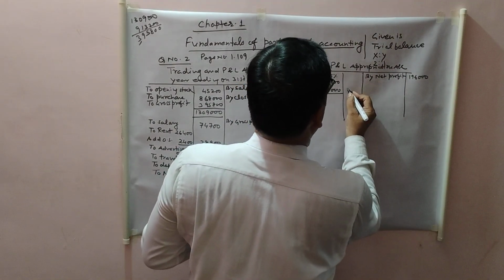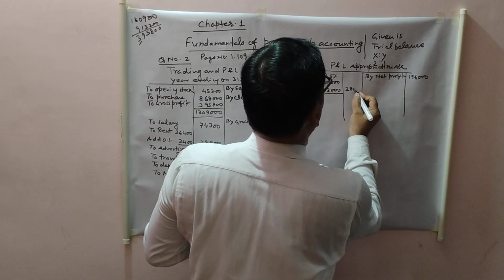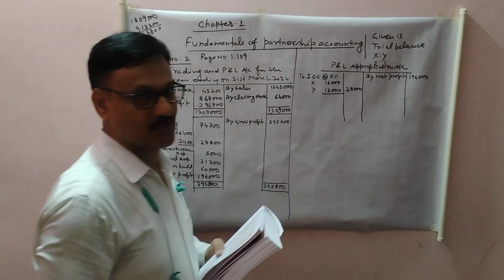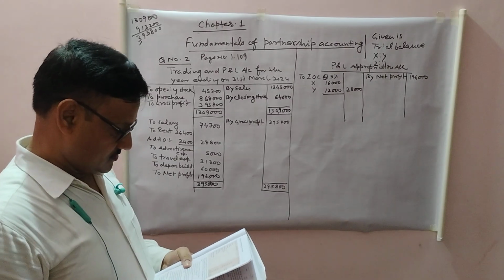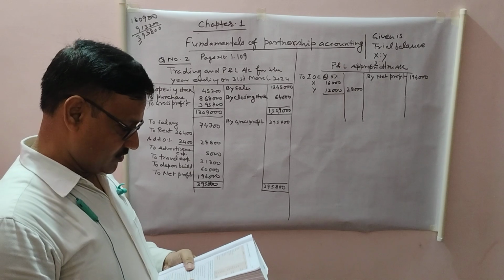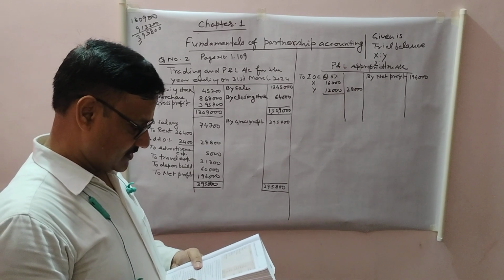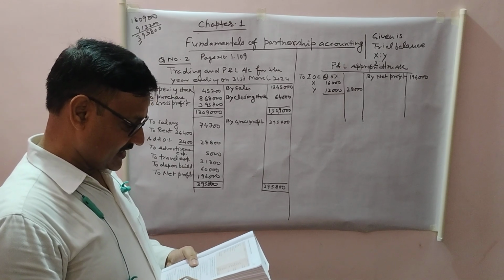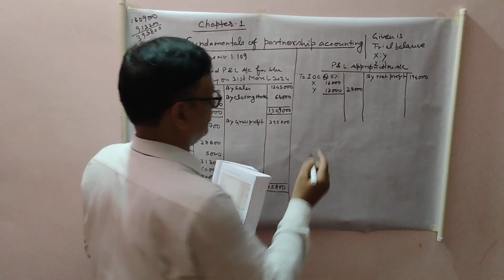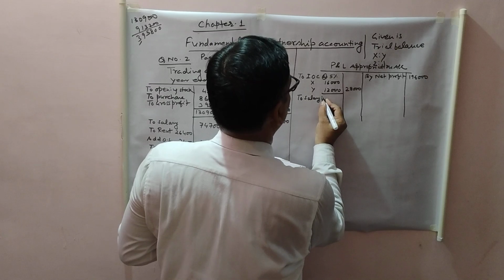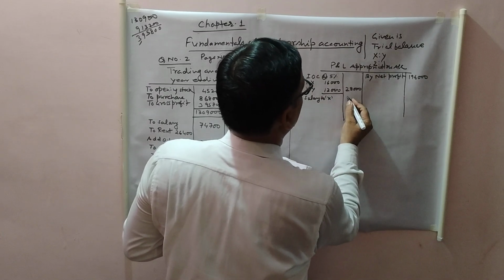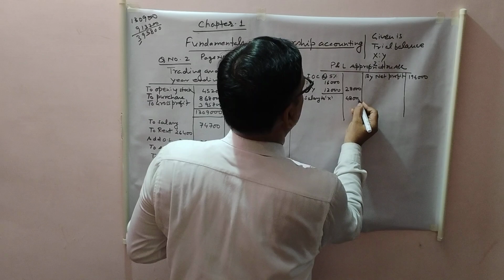Therefore, total interest on capital will be 28,000. This is the interest payable to partners. Then, in addition to interest on capital, what else is payable? That is, X is entitled to a salary of 48,000 per annum. So, to salary of X, 48,000.